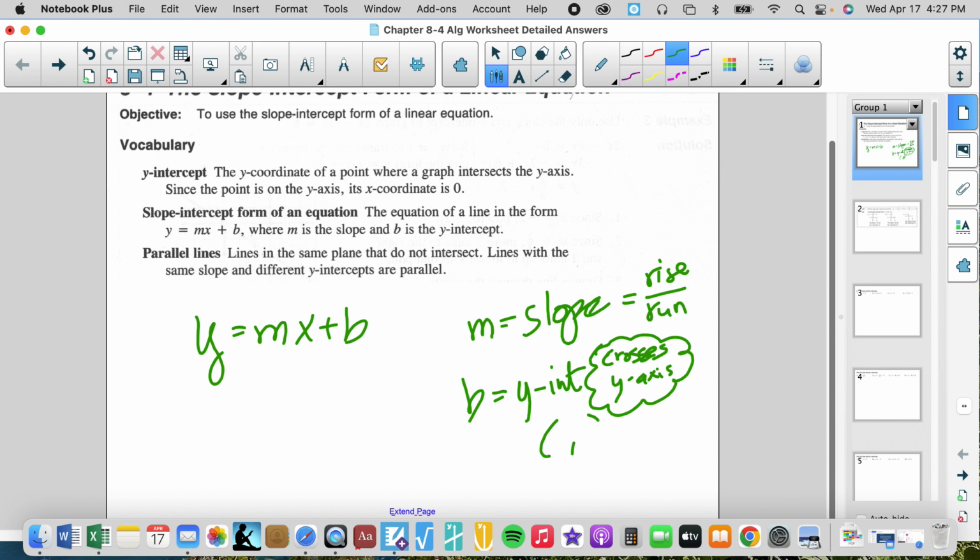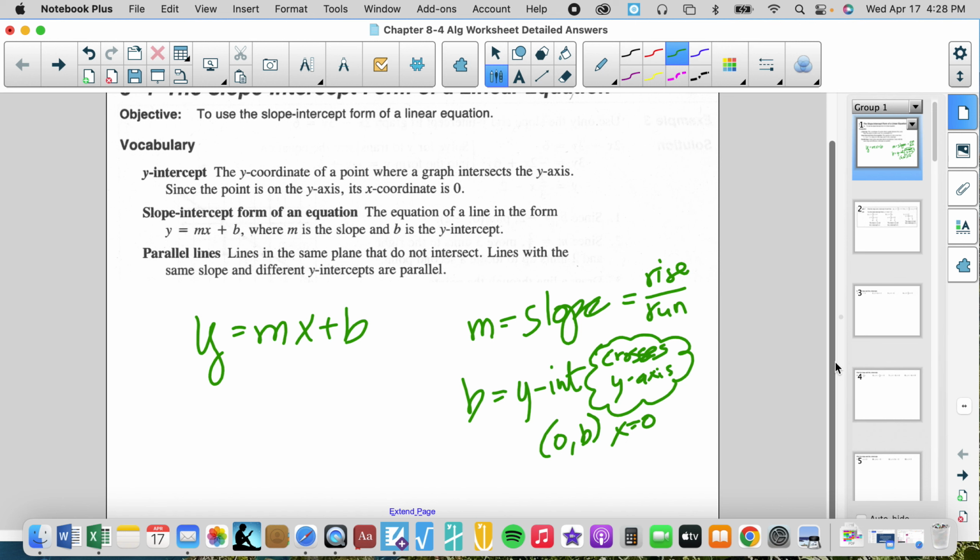Let's do it that way. That'll be your b value, and your x value will be 0. X always equals 0 because we want to be on the y-axis. Any x value greater than 0 is going to be off of the y-axis. Any x value to the left or negative will be off the y-axis again.